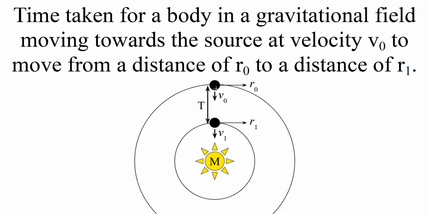And then it moves to a point where it is at a distance of r1 from the center of the source mass, and now it has a velocity of v1, which can be easily calculated using the conservation of energy. And now we're going to be finding the time it takes to complete this journey.